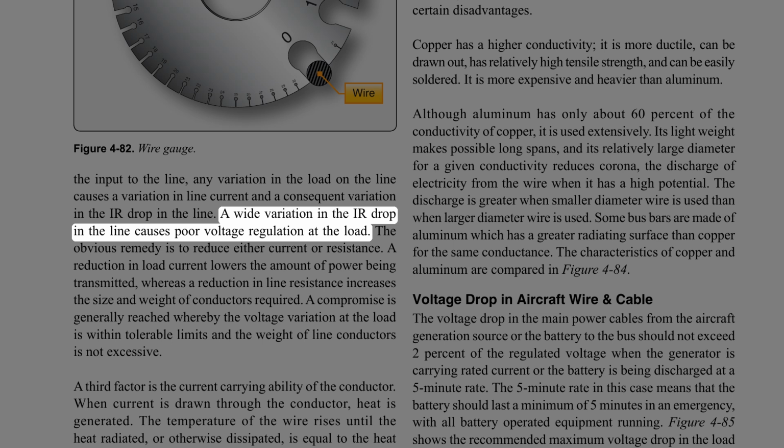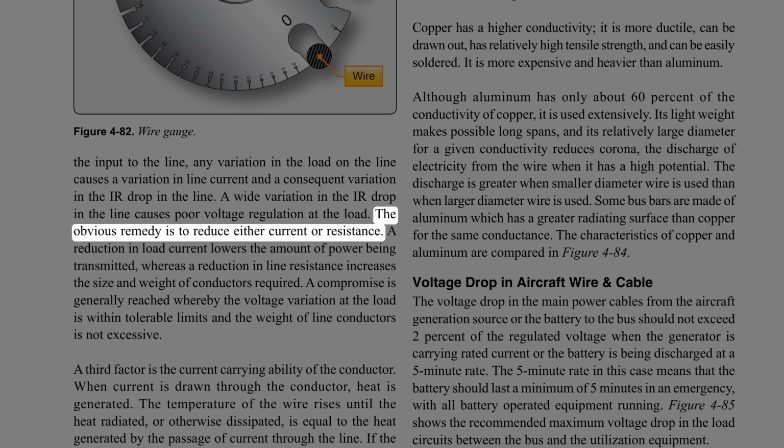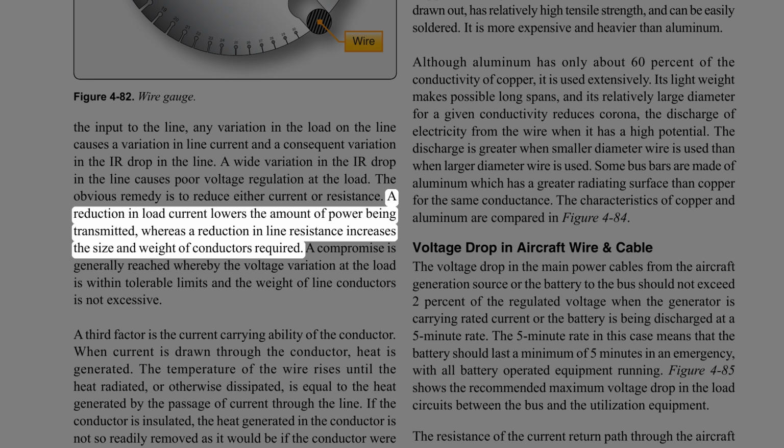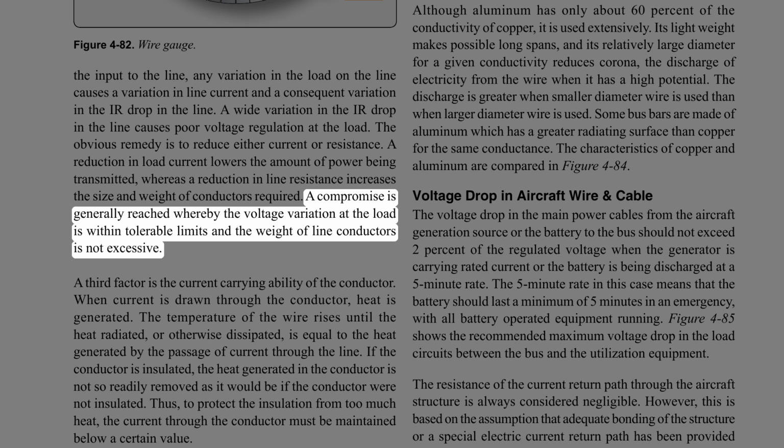A wide variation in the IR drop in the line causes poor voltage regulation at the load. The obvious remedy is to reduce either current or resistance. A reduction in load current lowers the amount of power being transmitted, whereas a reduction in line resistance increases the size and weight of conductors required. A compromise is generally reached whereby the voltage variation at the load is within tolerable limits and the weight of line conductors is not excessive.